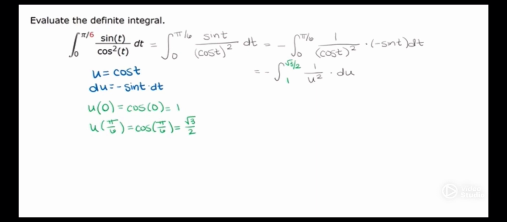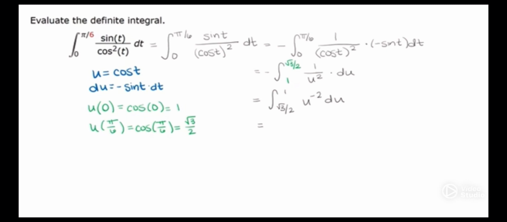And so that'll be our new limits, but we notice that square root of 3 over 2 is a smaller number than 1, and we have to have our largest one above. So we'll have to switch that around. So we have the square root of 3 over 2 to 1 for u to the power of negative 2 du, which is just another way of writing 1 over u to the power of 2.